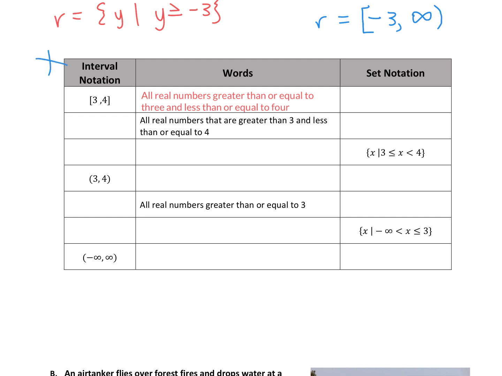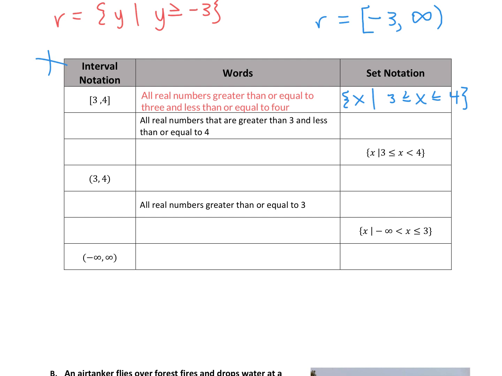Okay, the set notation starts out with a bracket. Oh, my bracket went away. There we go. So it's a set of all x such that, now if it's everything from 3 to 4, so we're going to say 3 is our minimum, less than or equal to, because we include the 3, x, which is less than or equal to 4, and that's our interval notation. Your x is everything between 3 and 4, including the 3 and 4.